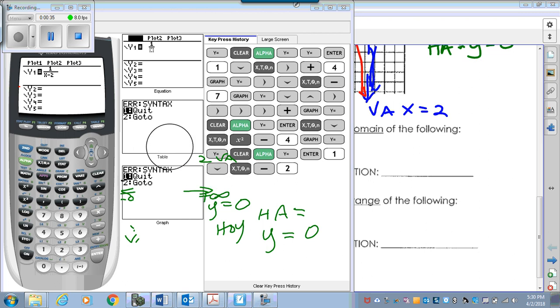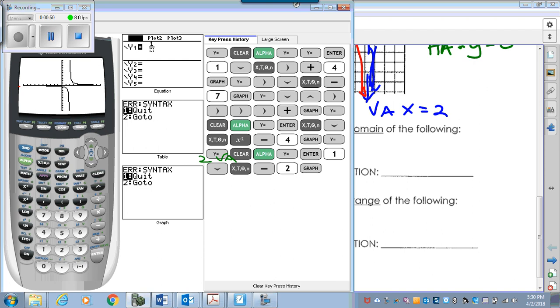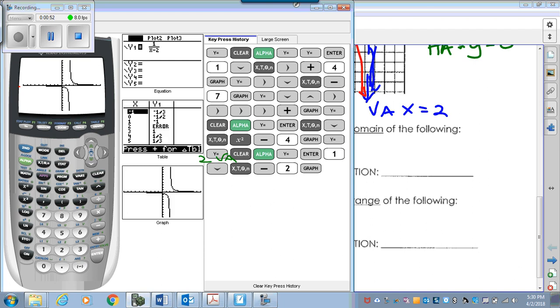All right. So we're thinking, let's see, it's with the x, so it's probably going to move it left and right, and it's minus 2, so it seems like it would move it to the right 2. And it does. And that was the denominator, so that's a vertical asymptote. All right, you cannot divide by 0.